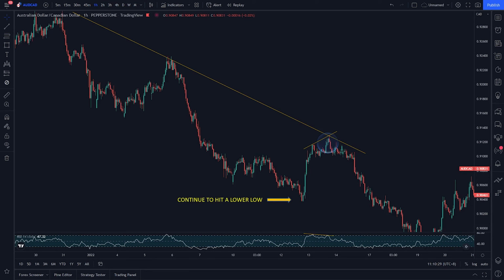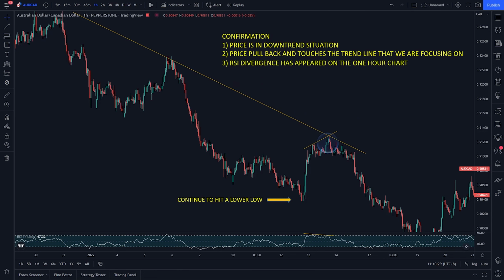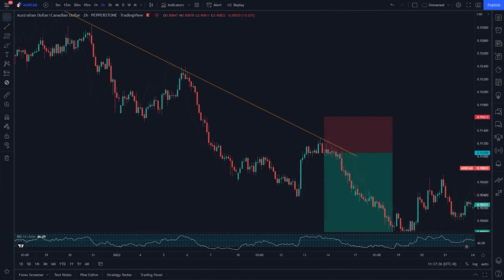Now let's sort out whether this trade has given us any advantages. The first advantage is that the price is now in the downtrend situation. The second advantage is that the price pulls back and touches the trend line that we are focusing on. The third advantage is that the RSI divergence has appeared on the 1-hour chart. Although we don't see the engulfing candle on the 1-hour chart, we can go to the 2-hour chart to observe. On the 2-hour chart we can clearly see the engulfing candle. At this time, we may execute our trade.